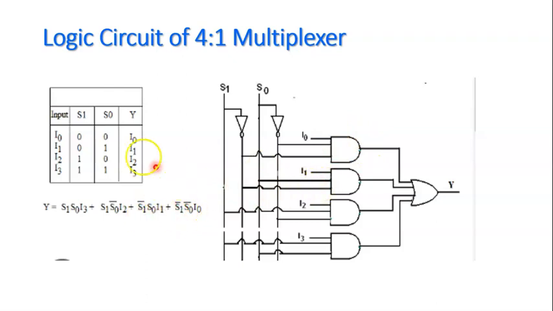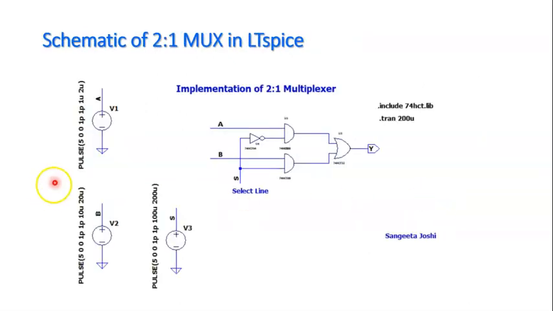Then what is the second AND gate? S0 and S1 bar. So this is S0 and S1 bar into I1. So this is the second AND gate. Then S1 into S0 bar into I2. This is the third AND gate and this is the fourth AND gate. And then this plus sign is nothing but one OR gate required at the output, and that is how this circuit is.